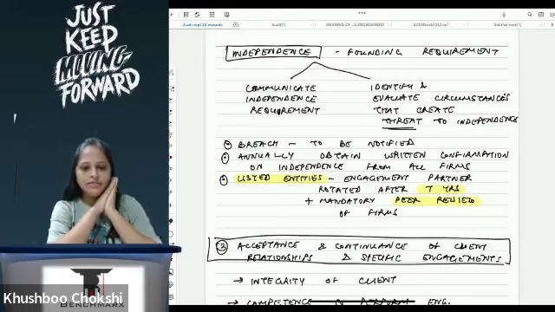Under independence, second bullet below write down breach to be notified. Third, annually obtain written confirmation on independence from all firms.